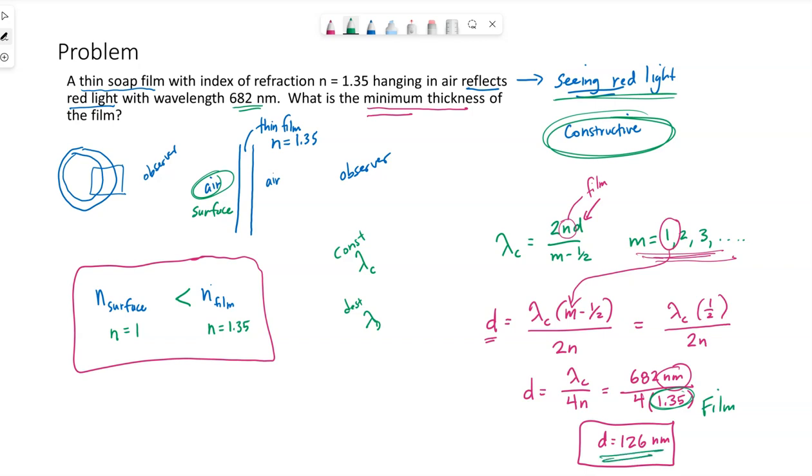So this is a very thin film. And again, it's called thin film interference because these layers have to be quite thin in order to observe it.